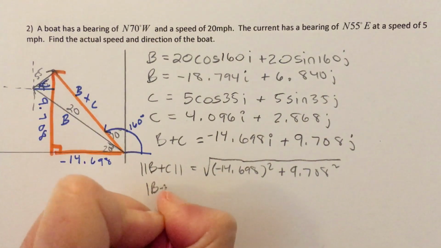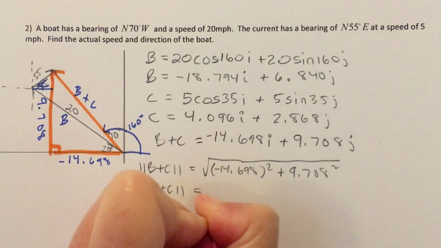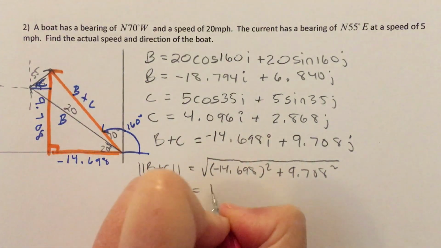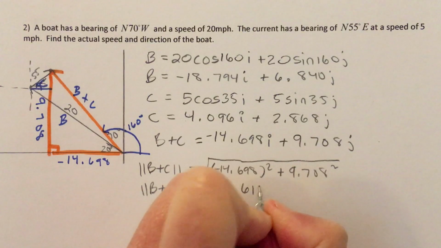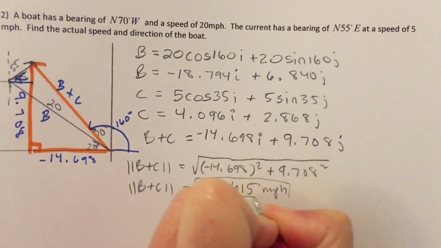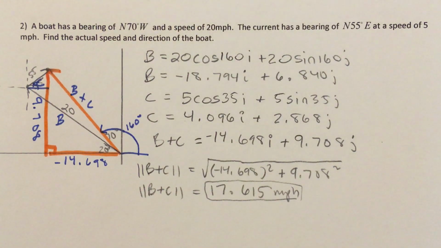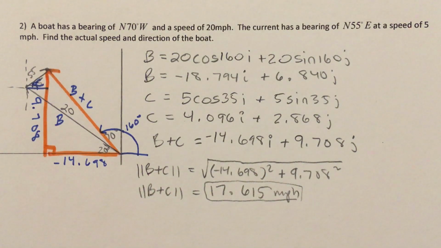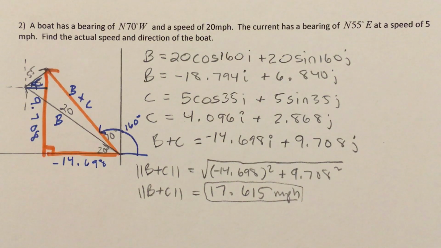All that can be done in your calculator. And you get the new speed is 17.615 miles per hour. So in this case, the current is actually slowing the boat down because it's going the opposite direction. If one's going west and one's going east, that's going to slow that thing down. Not too bad, just a couple miles per hour.